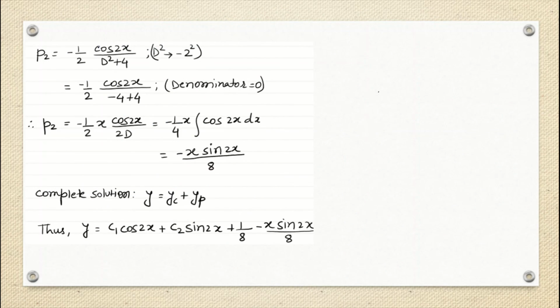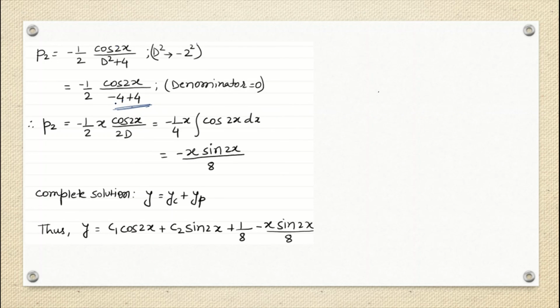Suppose this is my P2, and whether this is my type 1 or type 2, so this is my type 2, fine. If it is type 2 and this form is also okay, this is cos ax, then what I am going to do? Replacing d square with minus a square. So I replace d square with minus 2 square, that is minus 4. Then I find that minus 4 plus 4 is giving me 0. The denominator is 0, right?